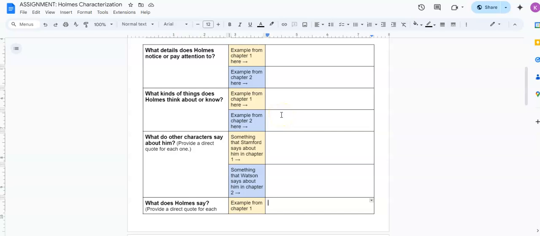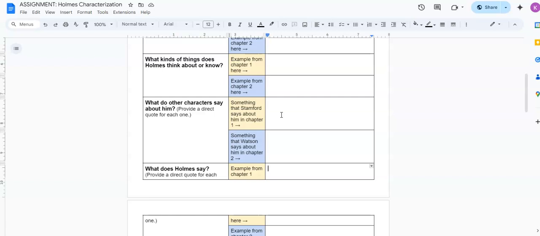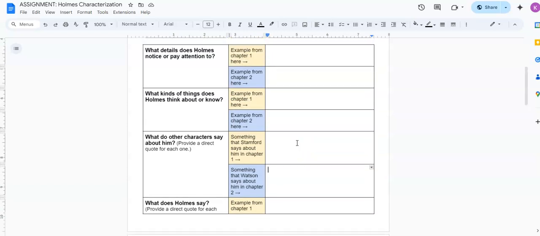Then, what kind of things does Holmes think about or know about? Okay, so this is different from what does he notice, but what does he think about? What does he know? What are some of his areas of expertise? Okay, then think about what the other characters in the story say about him. You need to provide something that Stanford says about him in chapter 1 and something that Watson says about him in chapter 2.